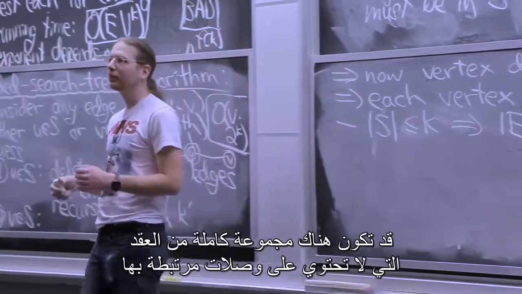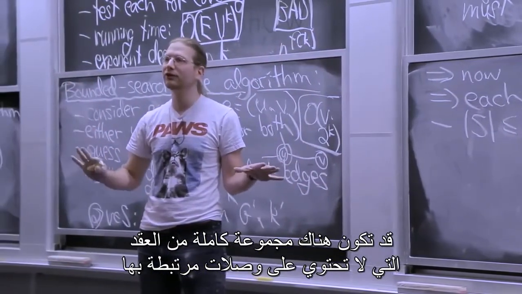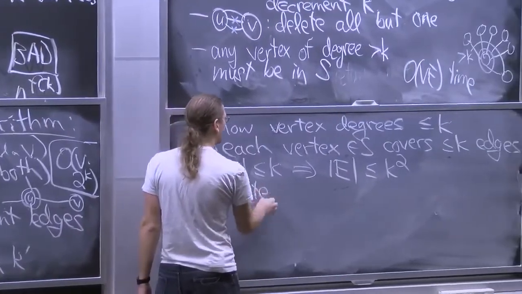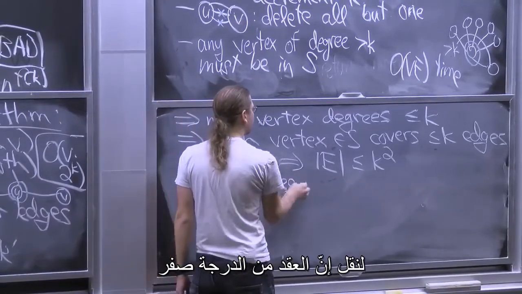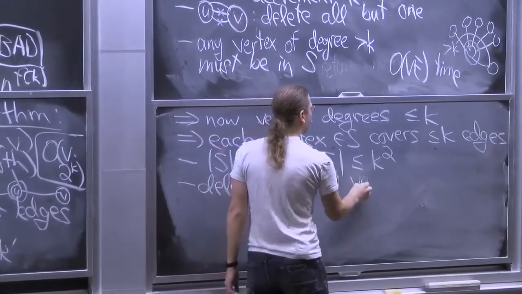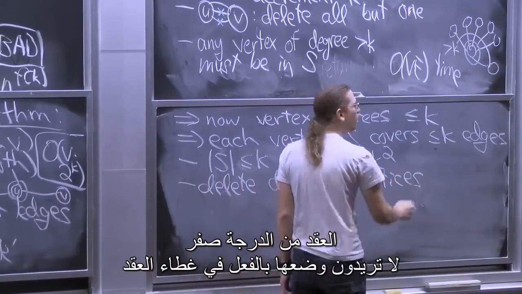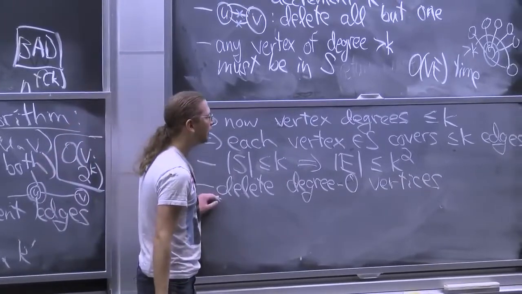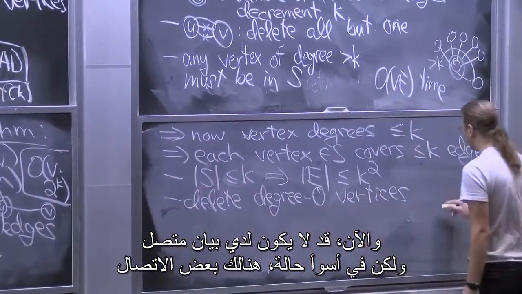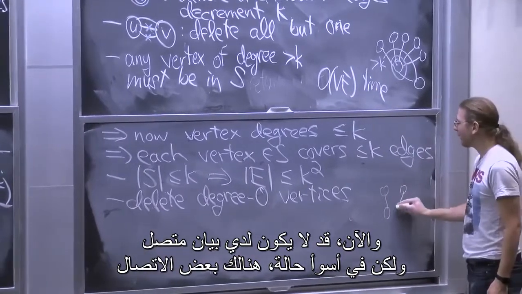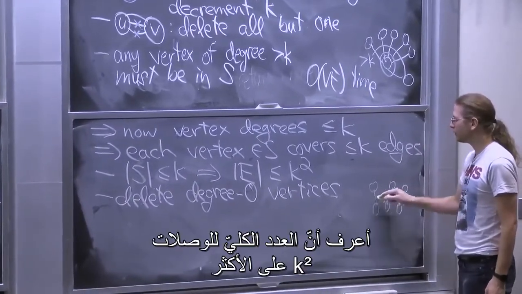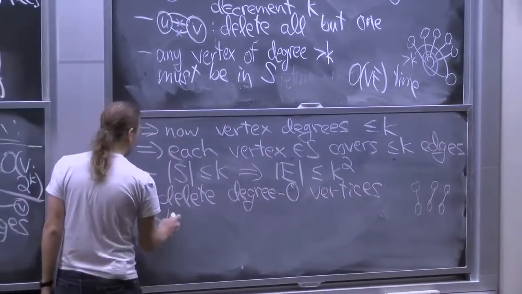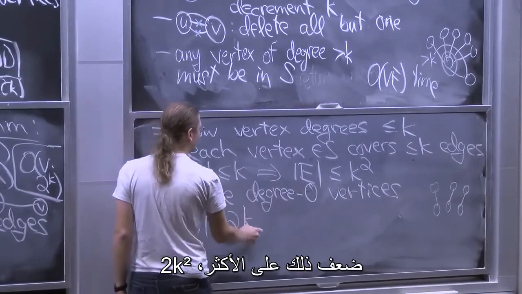Now, slight catch, there might be a whole bunch of vertices that have no edges incident to them. So I need to delete isolated vertices. Let's say degree 0 vertices. Okay, degree 0 vertices, you really don't want to put those into your vertex cover. No point. They don't cover any edges. So delete those. And now, I still may not have a connected graph, but in the worst case, I have a matching. And I know the total number of edges is at most k squared. That means the total number of vertices is at most twice that, 2k squared.